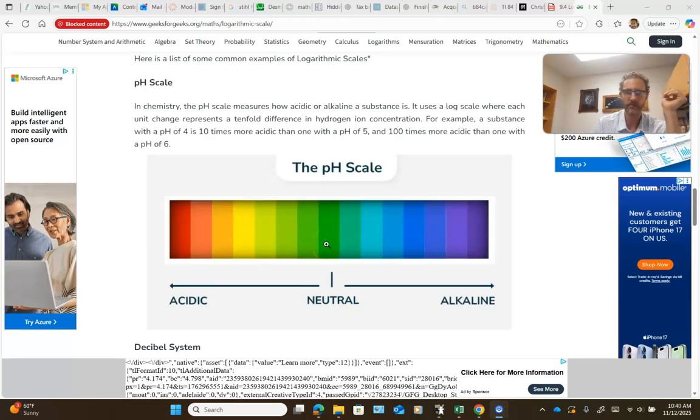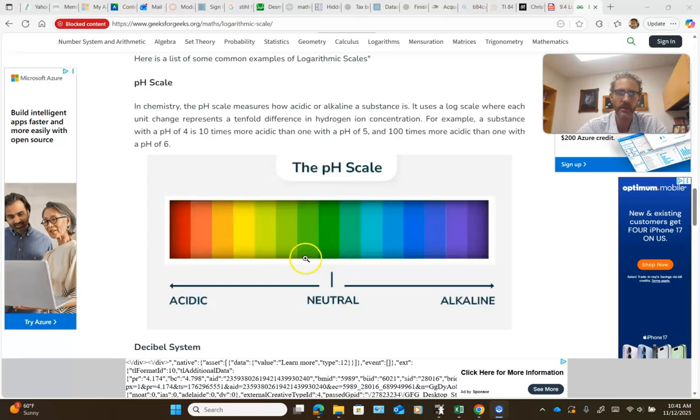So let me, well, I can't write on this because it's a website. I should have taken a screenshot of this. But anyway, each of these little color swaths here is like an increase in pH. Okay, so 7 is right here in the middle. When you go to the left, you become more acidic, more hydrogen ions. When you go to the right, you become more alkaline or more basic.